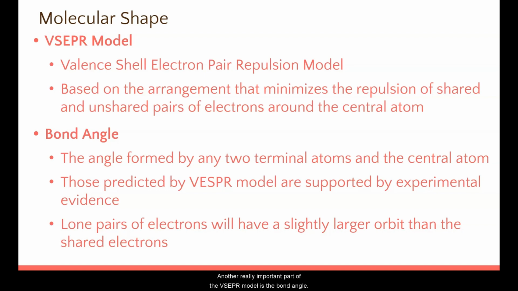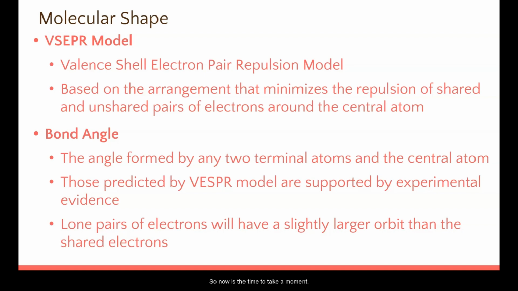Another really important part of the VSEPR model is the bond angle. This is the angle formed by any 2 terminal, meaning ending, atoms and the central atom. So it takes 3 atoms to make a bond angle. These are predicted by the VSEPR model and are supported by lots and lots of experimental evidence. So we know these are the actual shapes that atoms and molecules take in a 3D way in the actual world. Now remember, lone pairs will have a slightly larger orbit than the shared electrons.